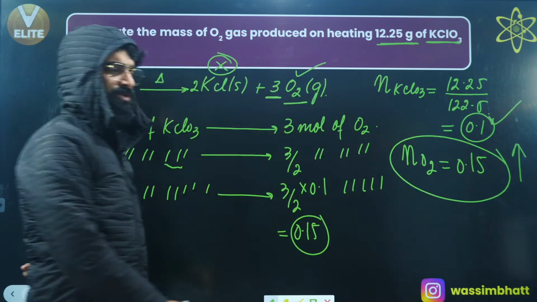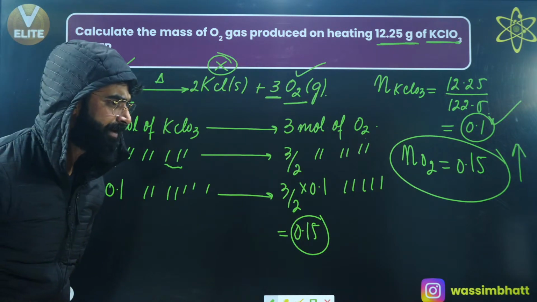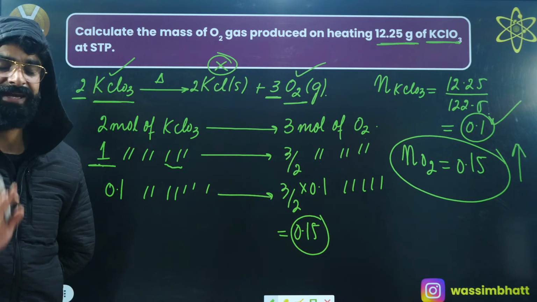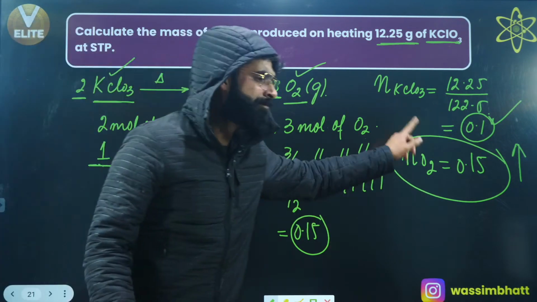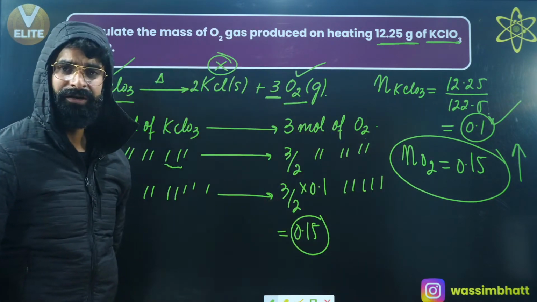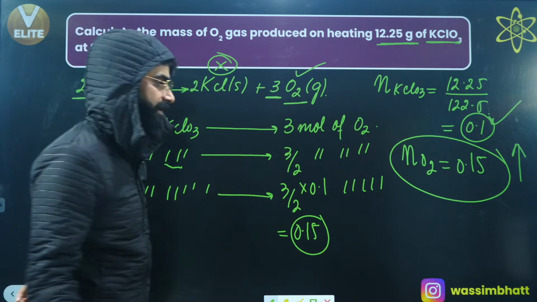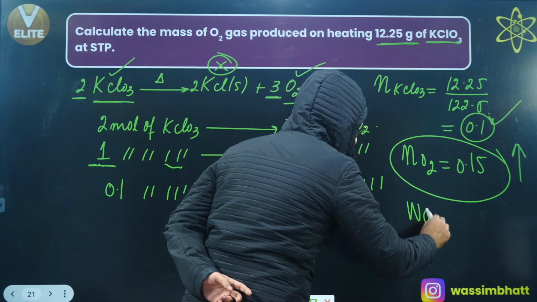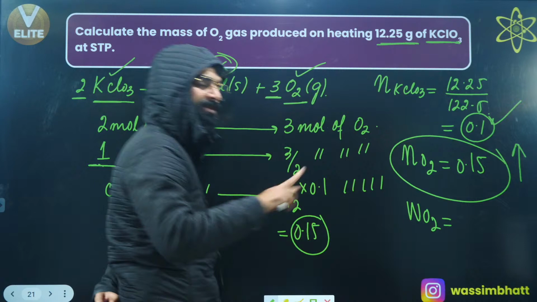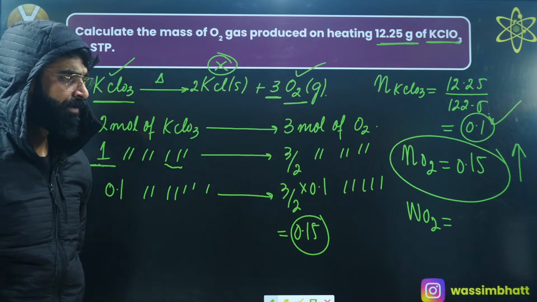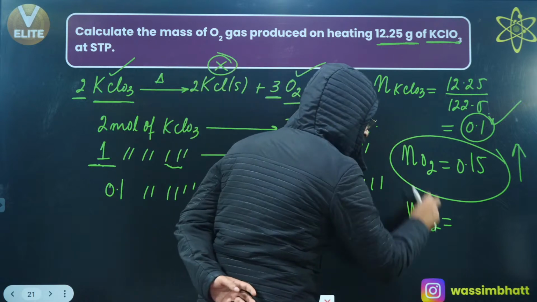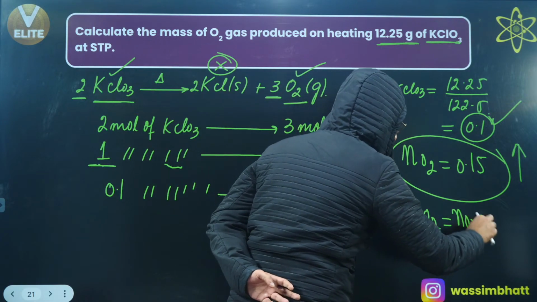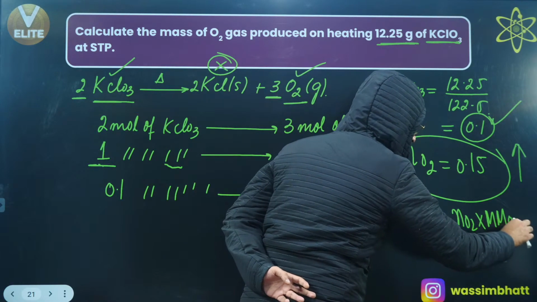But am I supposed to calculate moles of oxygen liberated or mass of oxygen liberated? I need to calculate the mass. What did I calculate? I calculated the moles of oxygen liberated. Do you remember how we convert moles into mass? In the last session we saw, we just multiply moles with the molar mass of the substance. So mass of oxygen is equal to number of moles of oxygen multiplied by molar mass of oxygen. As simple as that.